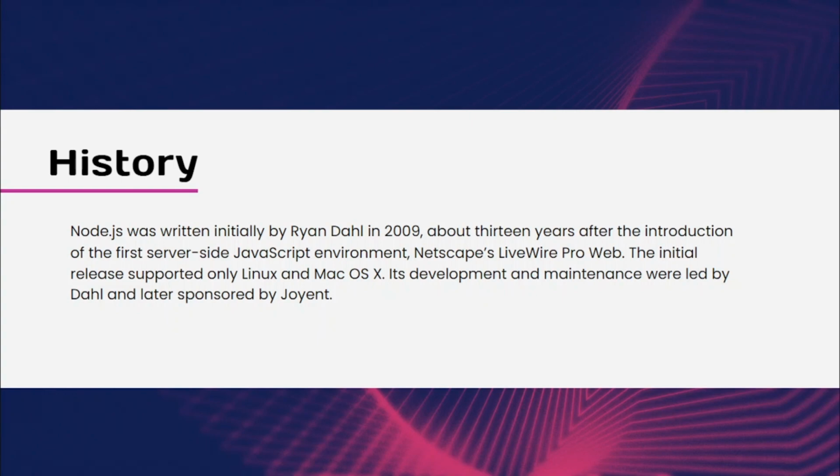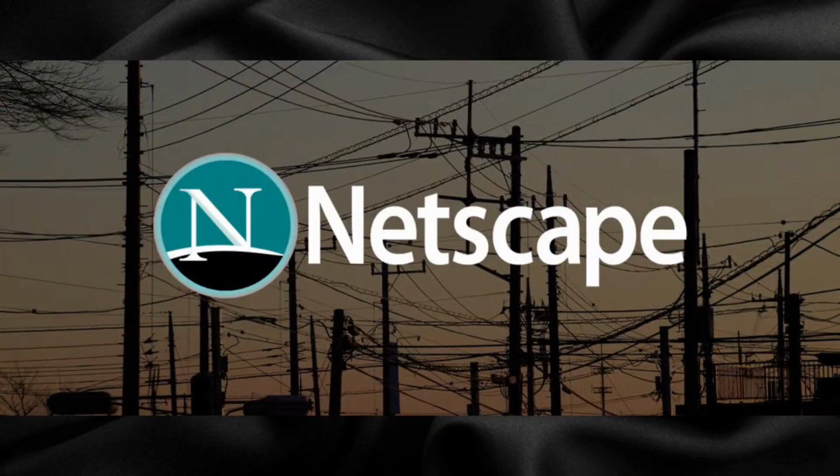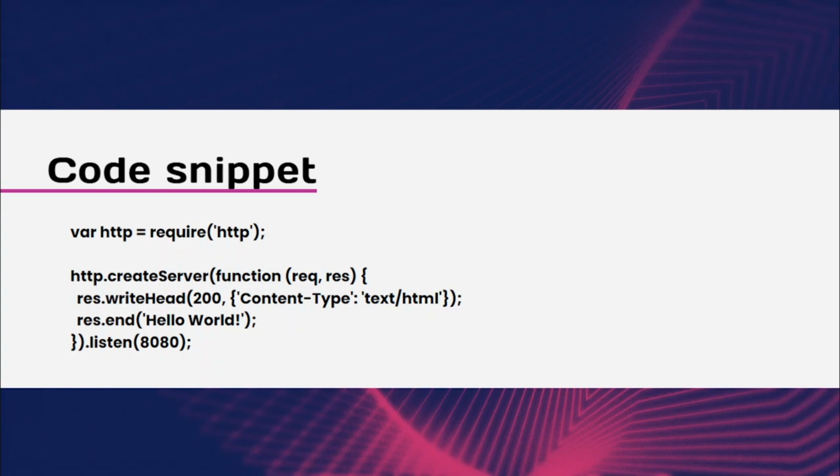Now, some history about Node.js. Node.js was initially written by Ryan Dahl in 2009, about 13 years after the introduction of the first server-side JavaScript environment, Netscape's LiveWire Pro Web. The initial release was supported by only Linux and Mac OS X. Its development and maintenance were led by Dahl and later sponsored by Joyent. So there is a little history about Node.js. Now, the last thing to talk about in this video is the code snippet. And as I told you earlier on, it has rapid development, which means with a small line of code, you can set your server up and running.